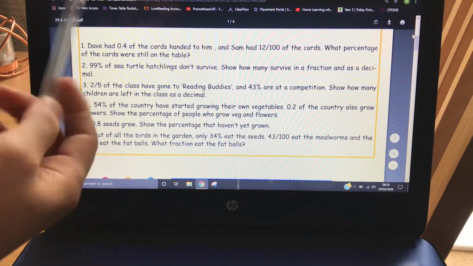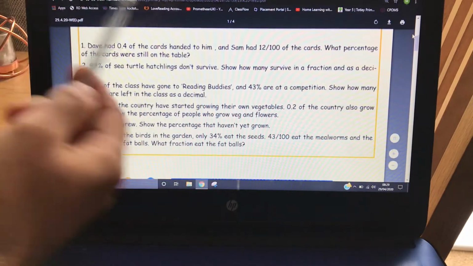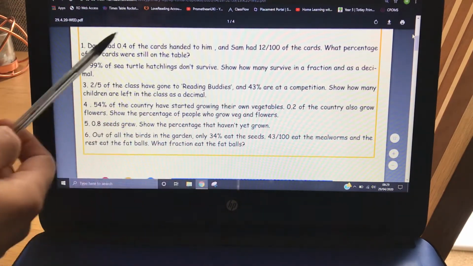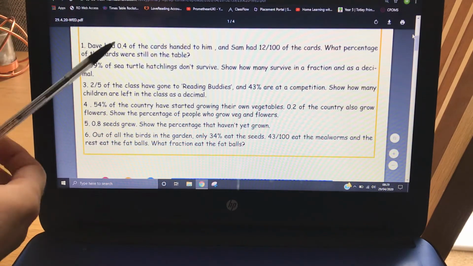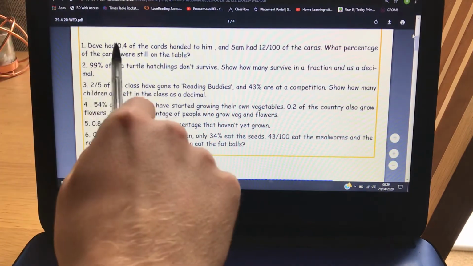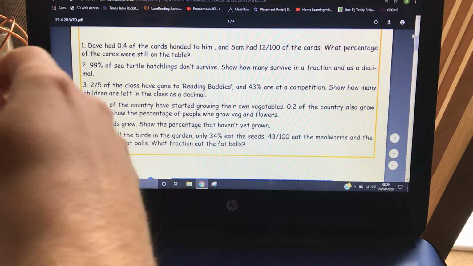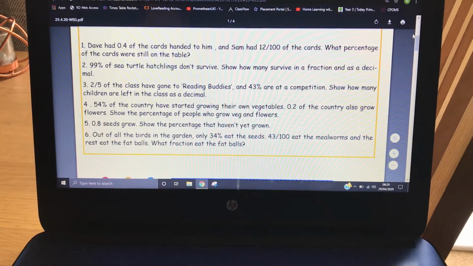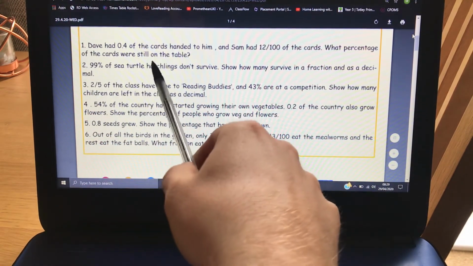You might want to change them to percentage. 12 hundredths, 12 out of 100. Percent is per 100, so that's going to be 12%. 0.4 is not 4, it is 40, remember, so that is 40%. So 40% and 12, so that's 52. You've got 52, you need to be out of 100, so what's left? 48%.